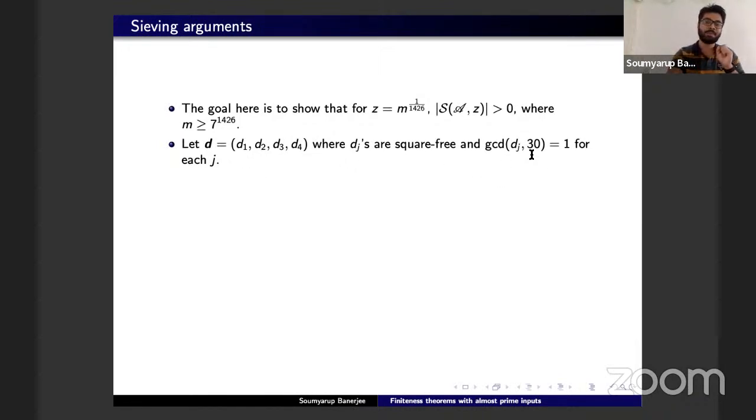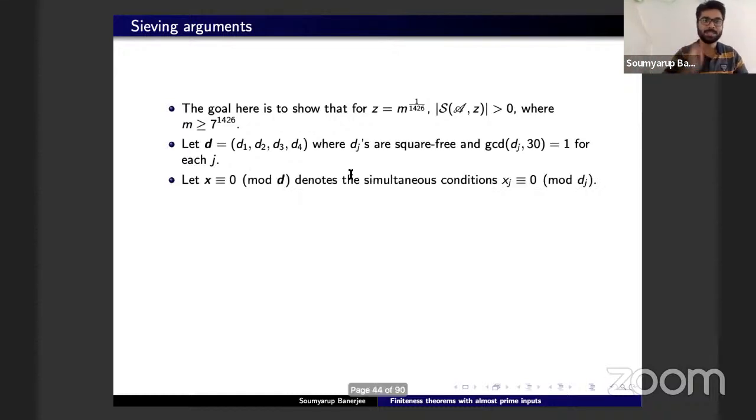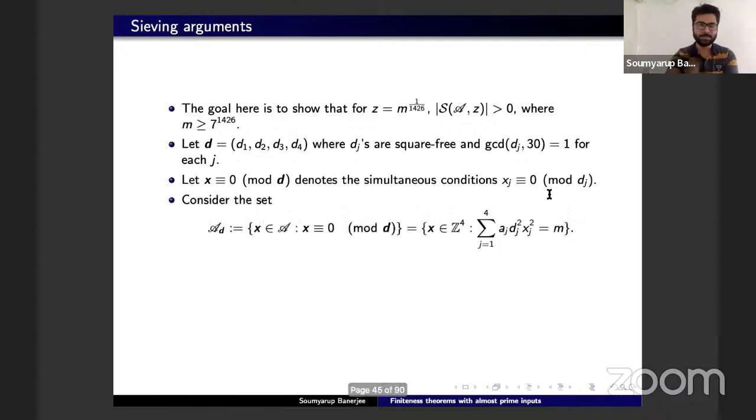Why did this 30 come up here? This 30 came up from the set S. I mean, S contains the primes 2, 3 and 5, right? So 2 times 3 times 5 is 30. And we want those DJs whose GCD with those primes is basically 1. Okay. So now let X congruent to 0 mod D denote the simultaneous conditions that Xj is congruent to 0 mod DJ. And consider the set AD.